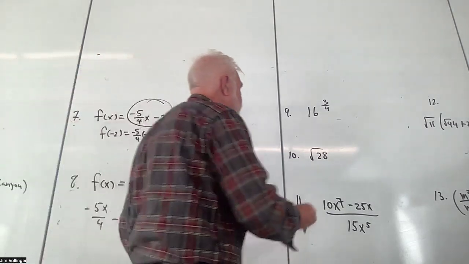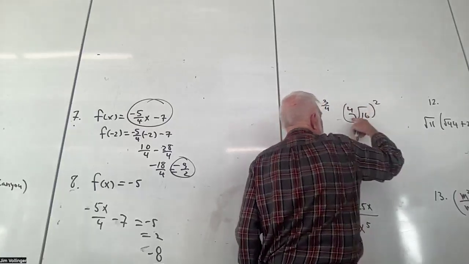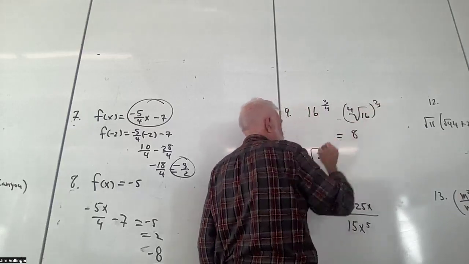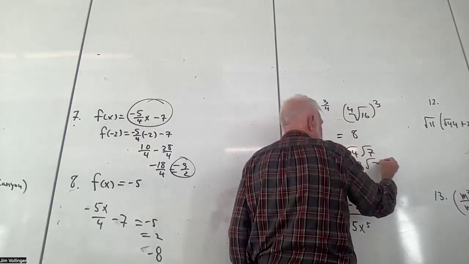Can we see these? Yes. So I'm going to take the 4 through to 16 and I'm going to cube it. 16 is 2, 2 cubed is 8, so that's what you do there. Square root of 28, square root of 4 times the square root of 7, so that's 2 root 7.